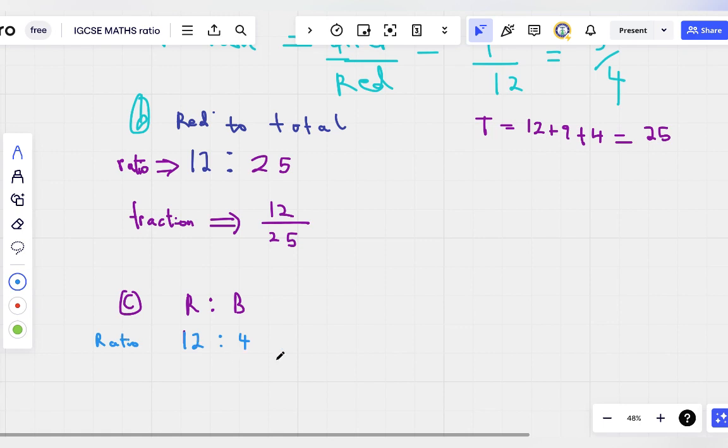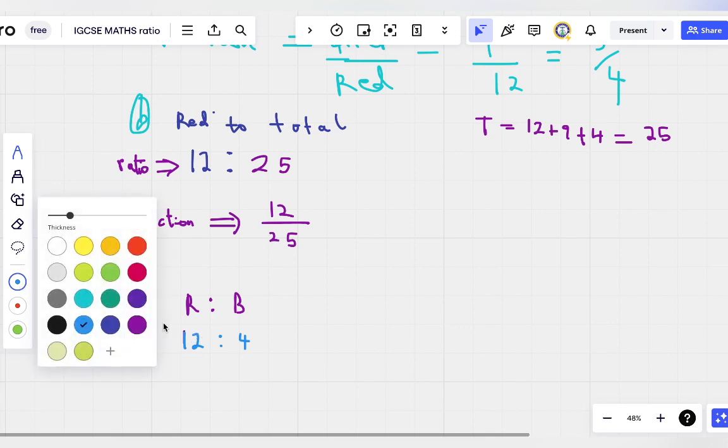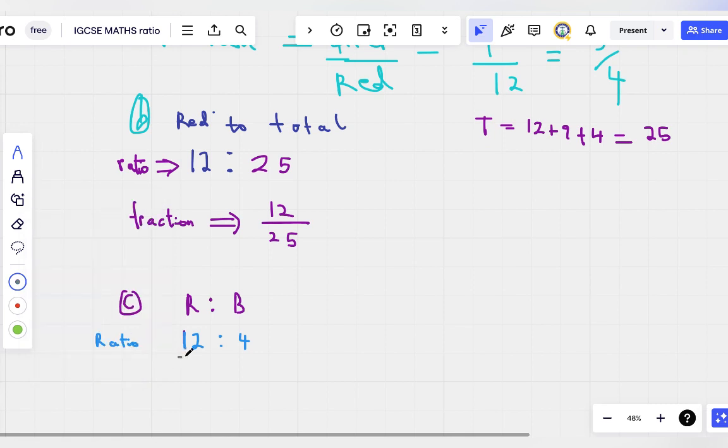Okay, so if we are writing in form of ratio, we do this. And then we simplify. What can go? 4 can divide both sides. Why? Why can 4 divide? Because 4 can divide 12, 4 can divide 4. So we always put ratio in the simplest form, by dividing both sides by the common factor.